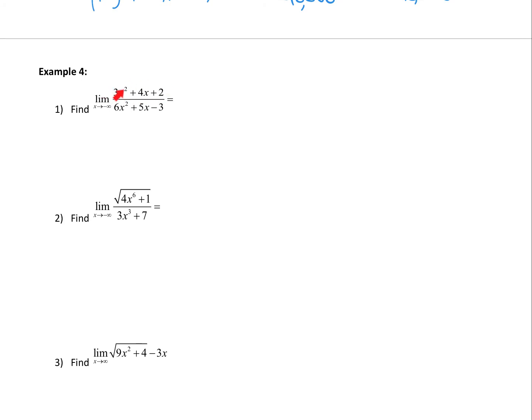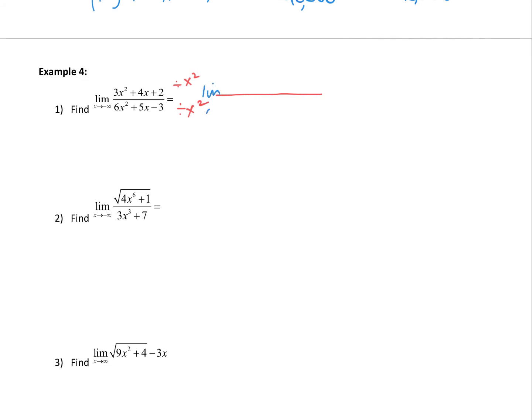I have polynomial over polynomial. I noticed that the powers are exactly the same, 2 on the top, 2 on the bottom. So I know 3 over 6 is going to be the answer. But to verify it algebraically, I'm going to have to divide everything by x squared. So I'm dividing by the highest term of the bottom. So what I get is, I'm using blue.